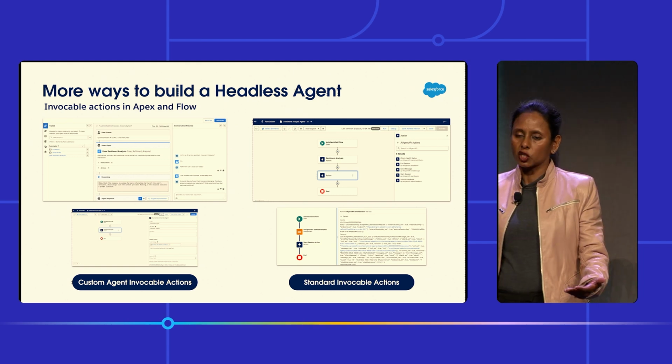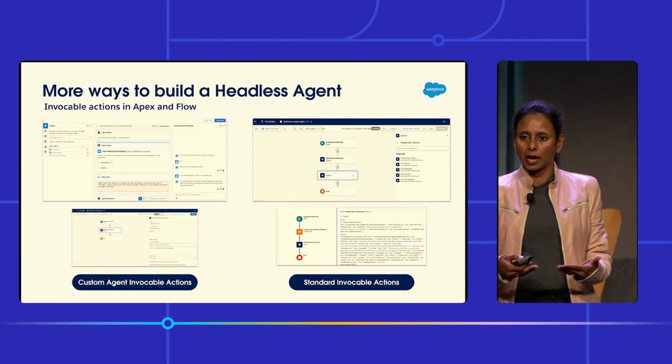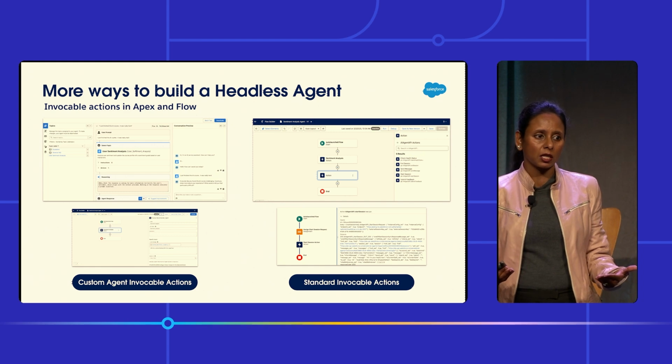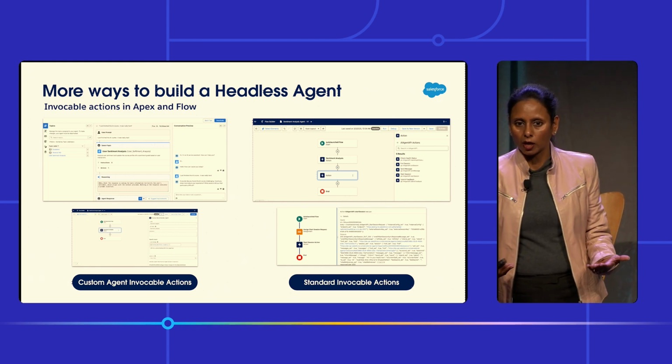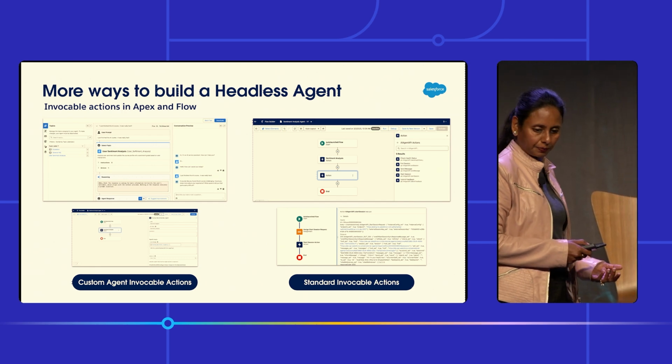So these are just additional ways. Again, if you want to add those headless agents to your flows and Apexes, you can just directly use one of these kinds of actions to do that.